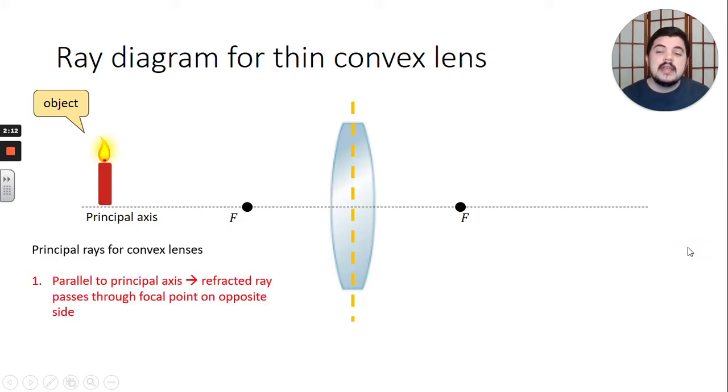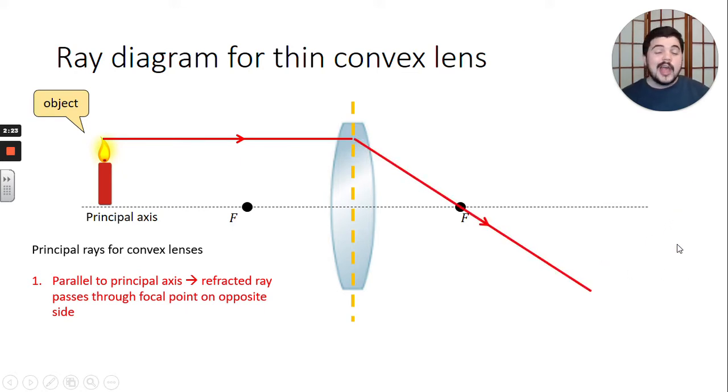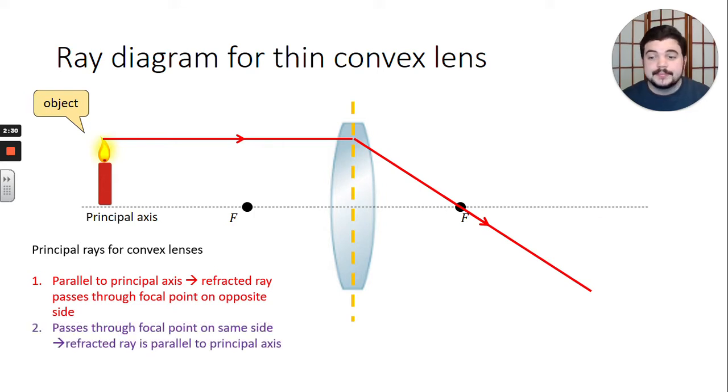Principal ray number one, it leaves the candle parallel to the principal axis, and then it refracts and bends such that it passes through the focal point on the opposite side. This is our converging lens. We know the light rays are going to converge. Principal ray number two. This principal ray passes through the focal point on the same side of the lens. So it passes through that left focal point, not the rightward focal point. And then it refracts such that it leaves parallel to the principal axis.